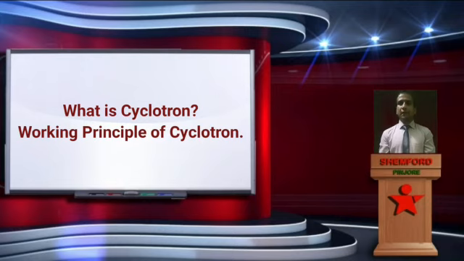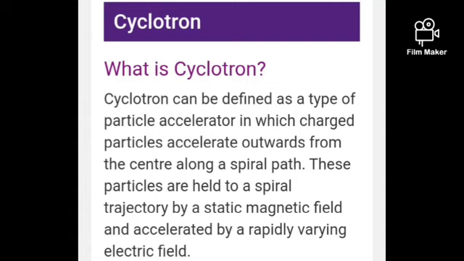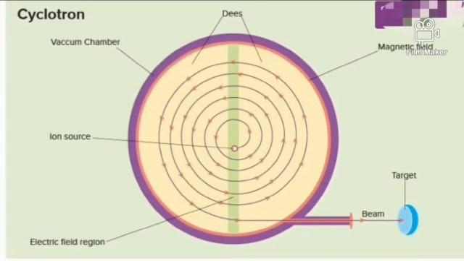Today's topic is the cyclotron. First of all, we'll see the definition. What is a cyclotron? A cyclotron can be defined as a type of particle accelerator in which a charged particle accelerates outward from the center along a spiral path. These particles are held to a spiral trajectory by a static magnetic field and accelerated by a rapidly varying electric field. Simply, you can say a cyclotron is an accelerator that is used to accelerate charged particles.